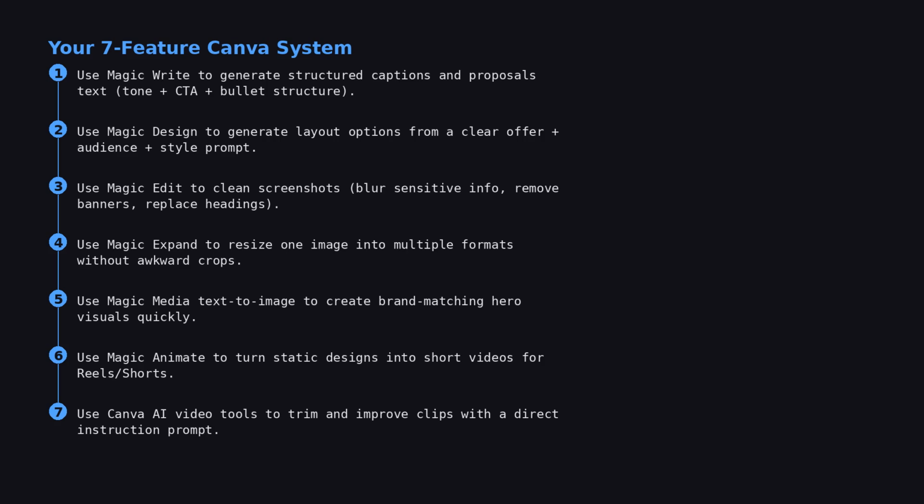Sixth, Magic Animate. Turn your designs into short motion clips for reels and shorts without a separate editing workflow. Seventh, Canva video edits. Use direct prompts to trim and improve clips so your first draft looks good faster. If you try only one thing today, do this. Open Canva, create a post, and run Magic Write with a prompt template: Rewrite this in a friendly, helpful tone for freelancers. Goal: CTA. Include 3 bullets. You'll feel the speed immediately.